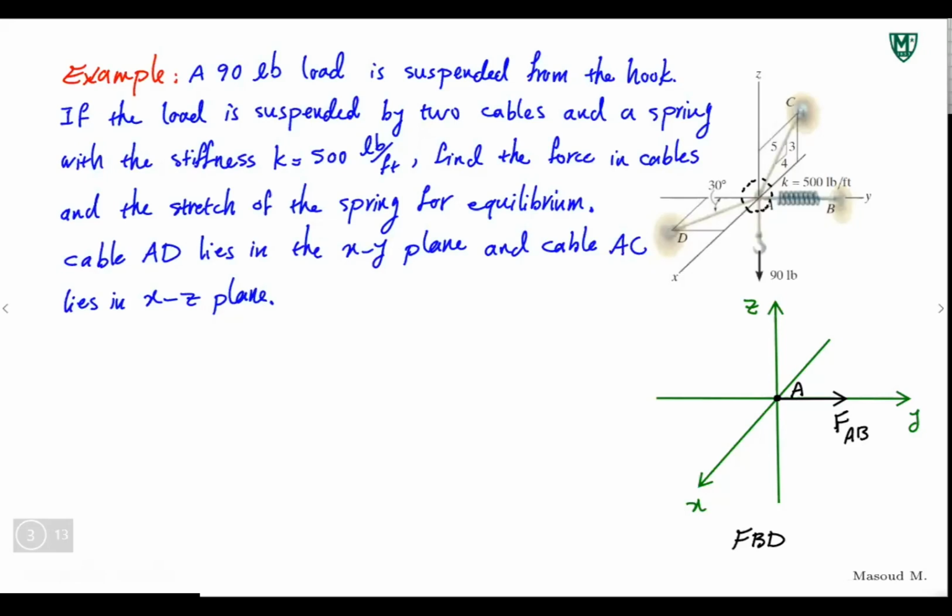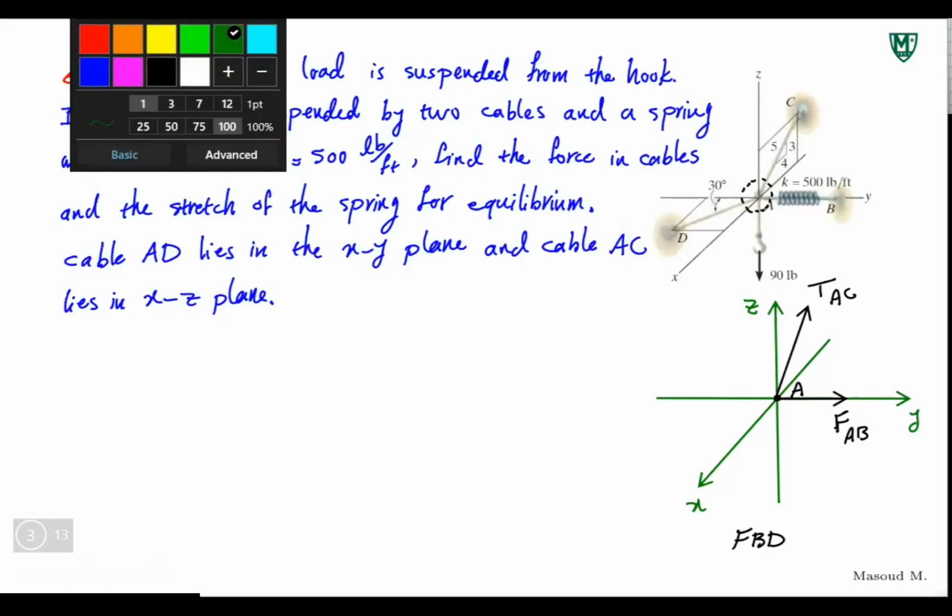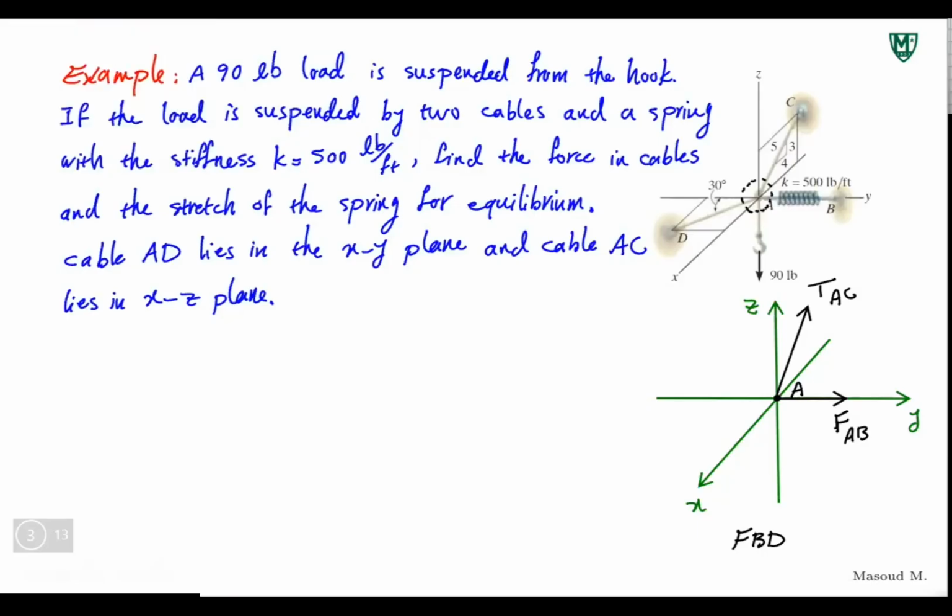What else? You have cable AC in the XZ plane. I have cable AC, as Elizabeth said. We go this way. I'm just going to call it TAC, and it is in that plane. So if you want to think about it, let me do it this way. Maybe that helps. So it is in this plane.